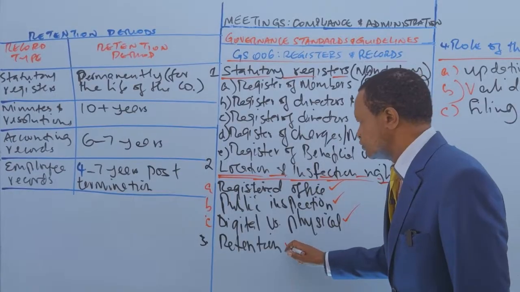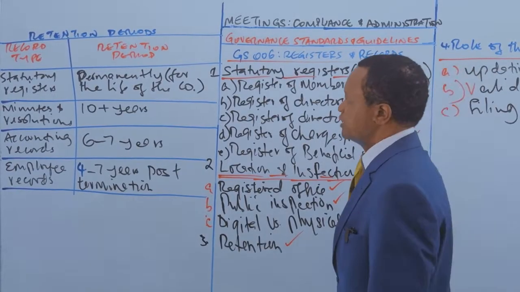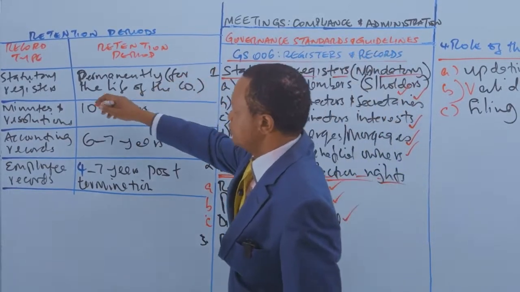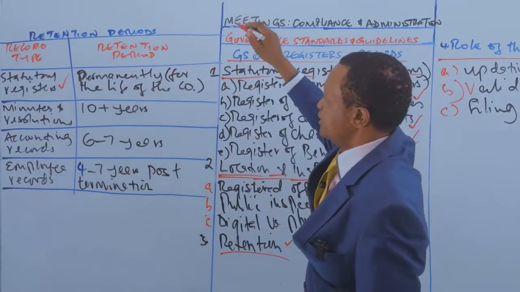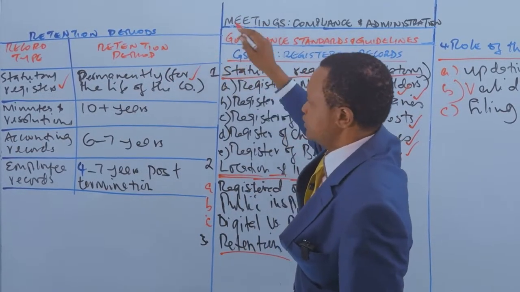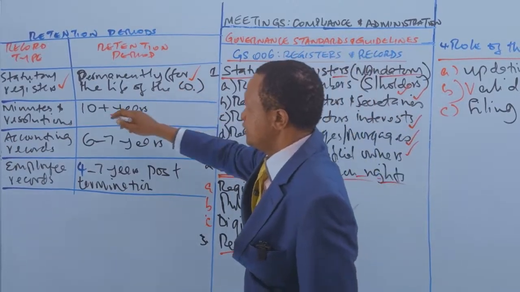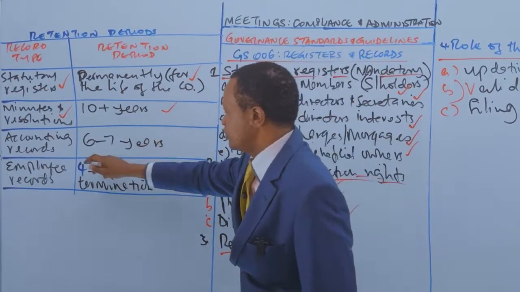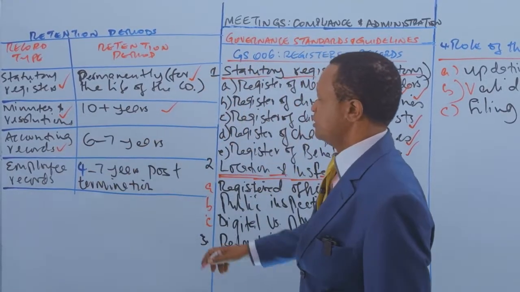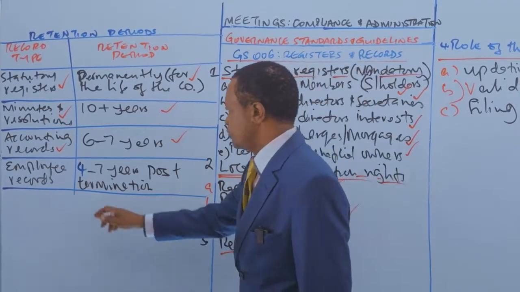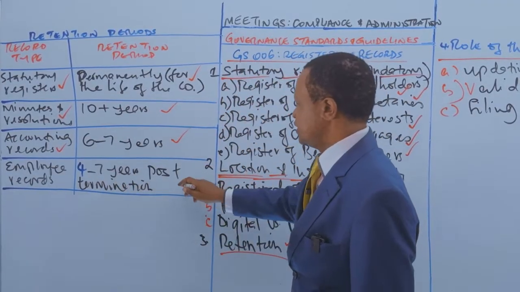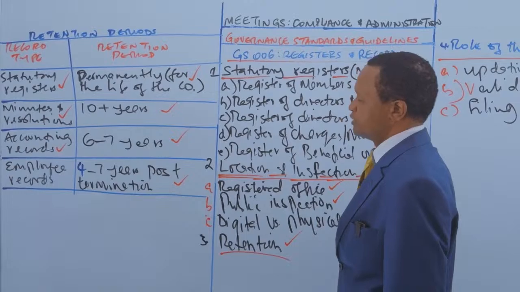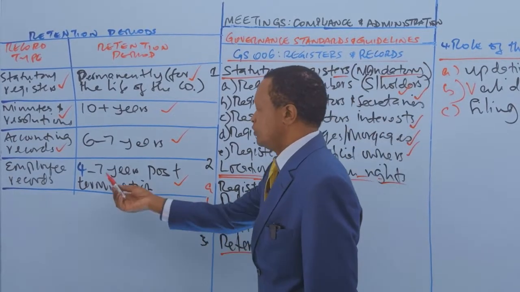Then there is retention. In this lesson, we have studied the retention periods. Statutory registers are permanently retained as long as the company is in existence. Minutes and resolutions are retained for a period of 10 plus years. Accounting records are kept according to the standard between 6 to 7 years. Employee records, 4 to 7 years post termination. That is, after termination of employment, these records must be kept for a period of 4 to 7 years.